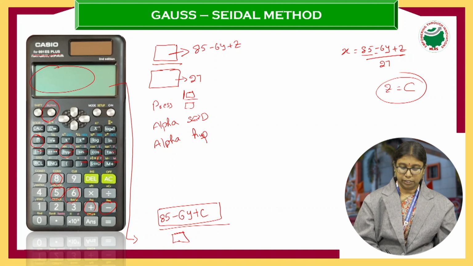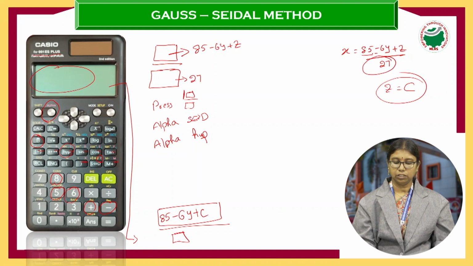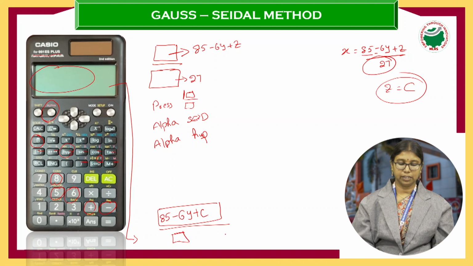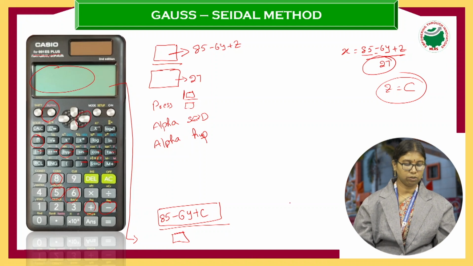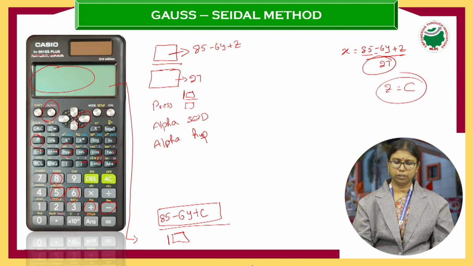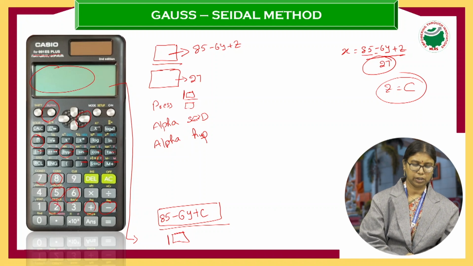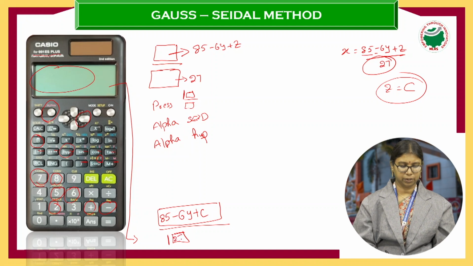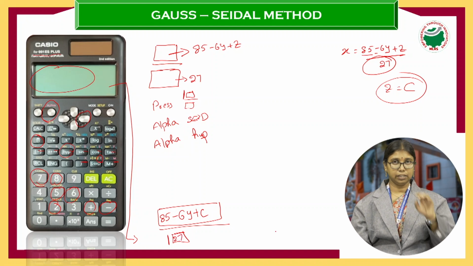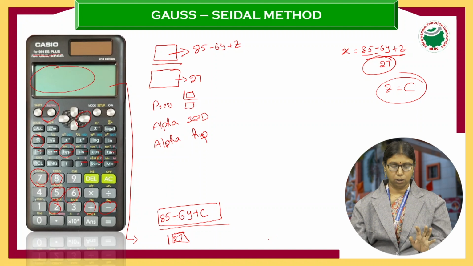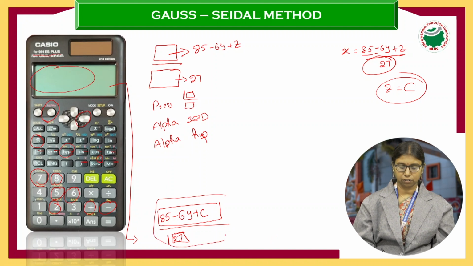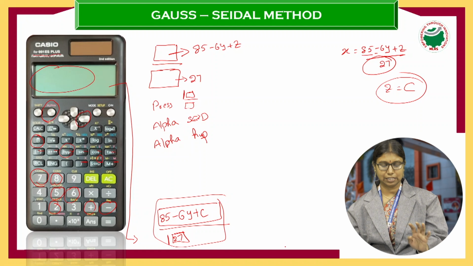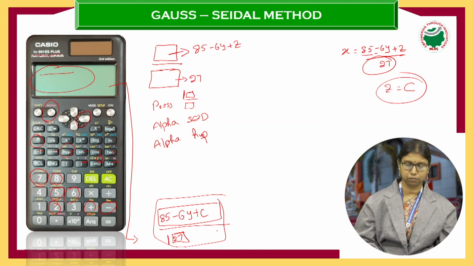Now in the denominator we have to enter 27. To enter 27, I just press the right arrow or down arrow, then you will get the cursor at this position. Here you type 27, just press 2 and 7. Like that, you have to enter the equation. Now on the screen you will get this form: 85 minus 6y plus c by 27.